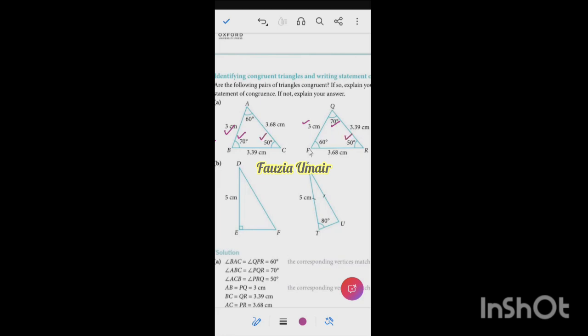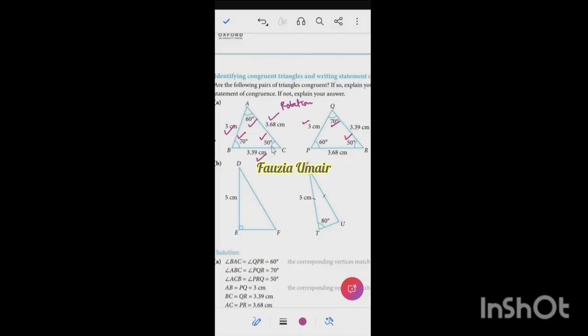So corresponding angles we are checking. ठीक है? So now 60 degree is formed between 3 centimeter and 3.68. This is also fine. Now let's look at this one. 70 और 50 degree के बीच में 3.39 बन रहा है. So 70 और 50, this is also fine. ठीक है? Now the last one, 60 और 50 angle के बीच में it's 3. So the movement is probably rotation. ठीक है? So we have checked all the three angles and the three sides.